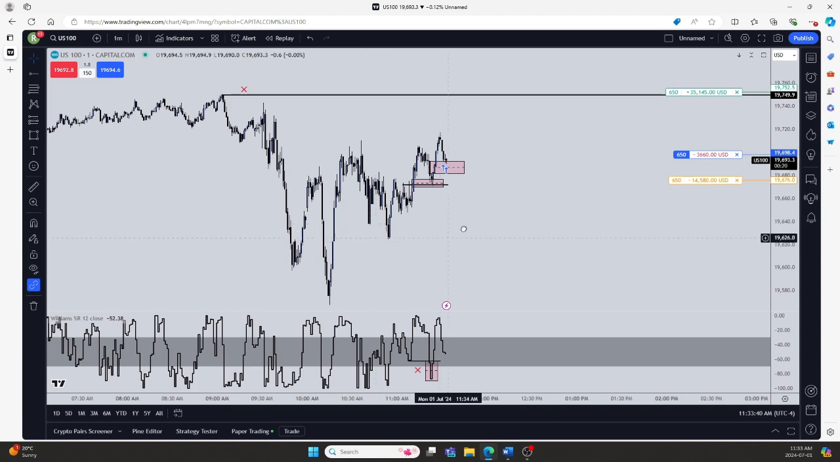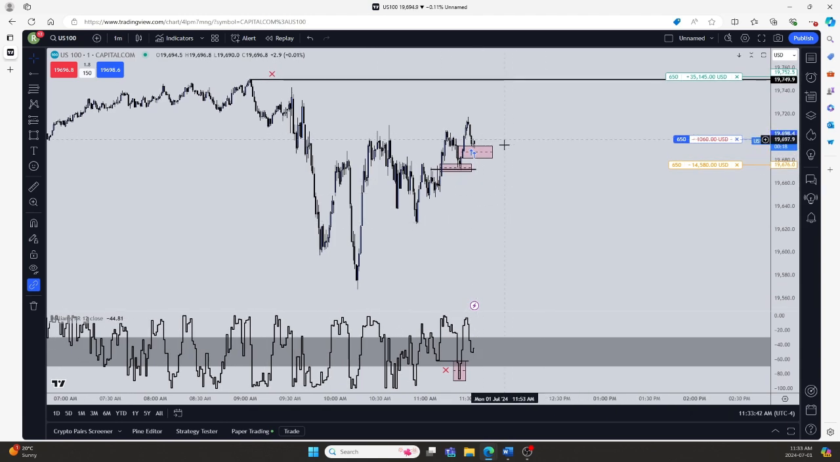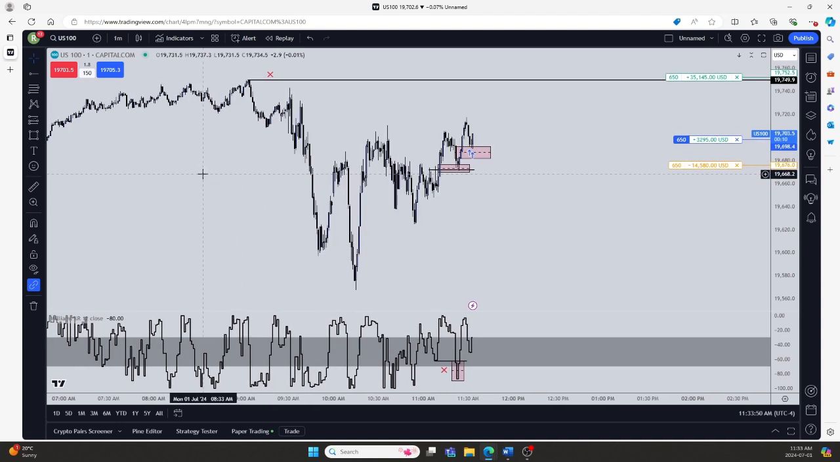So we want to see speed, we want to see big candles, and we want to see the draw on liquidity get hit relatively quickly, within the next 15 minutes or less. This is an institutional order flow entry drill right after OA.